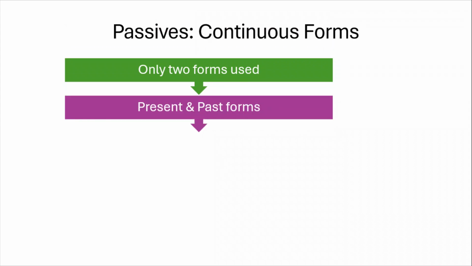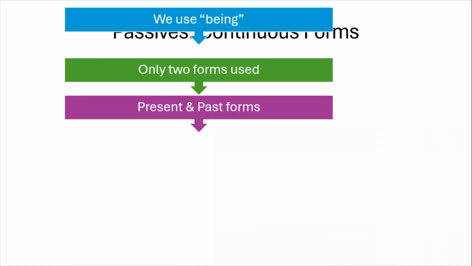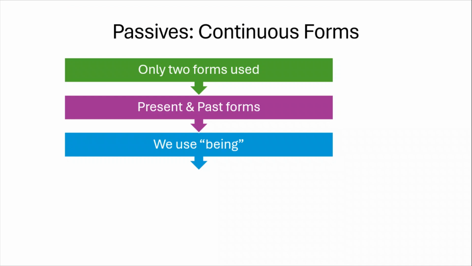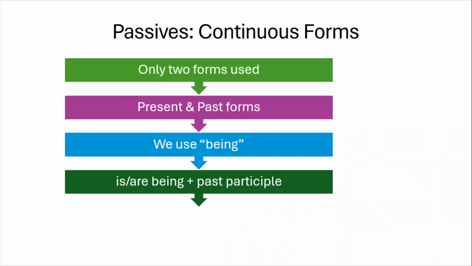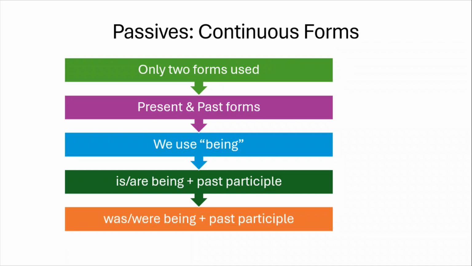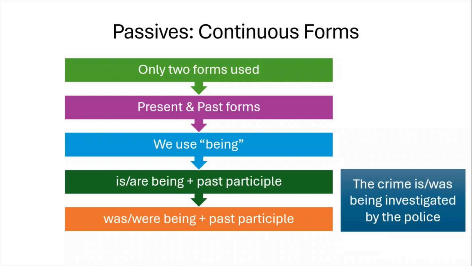We can also use the passives in continuous forms, but we only use two. And these two forms are present and past forms. And to create these forms, we use the ing form, which is being. So the present form is or are being plus the past participle, and the past form will be was or were being plus the past participle. And then we can see an example sentence here: the crime is or was being investigated by the police.